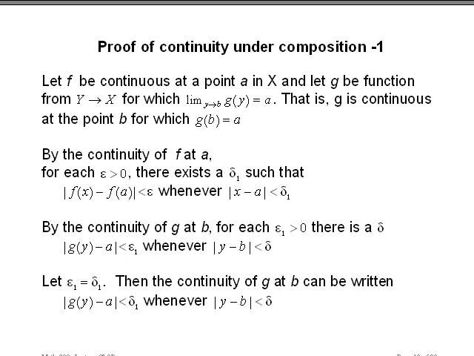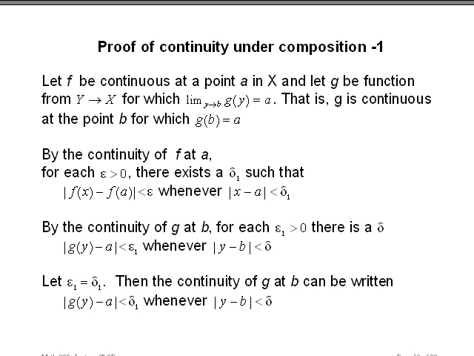So we're going to take a function f that's continuous at some point a and x, and let f be a mapping from x into z, say. And g is a function, and it's a mapping that maps from y into x, and it's continuous at the point b. And the limit as y approaches b of g of y is a. That is a value that f is going to pick up and map into z.